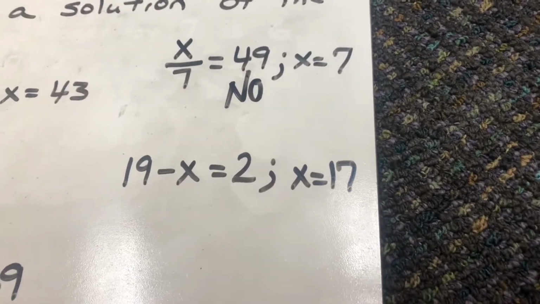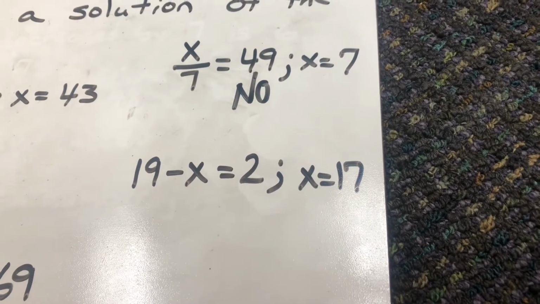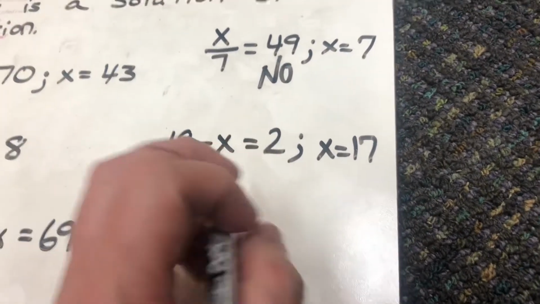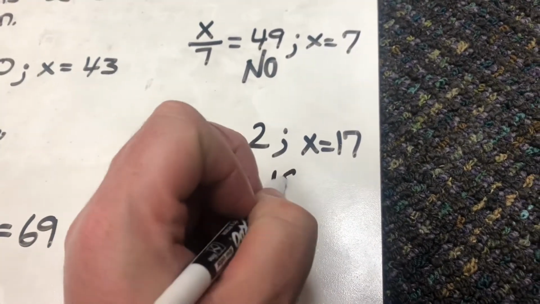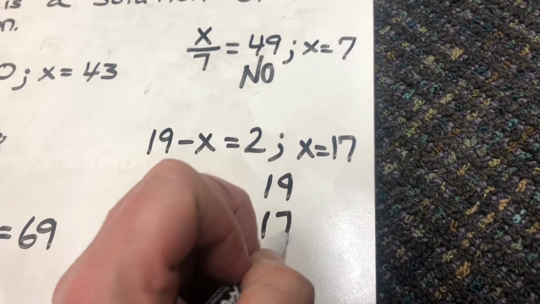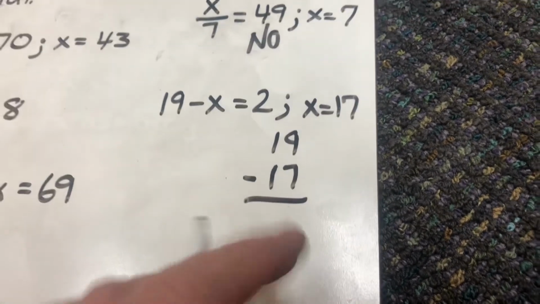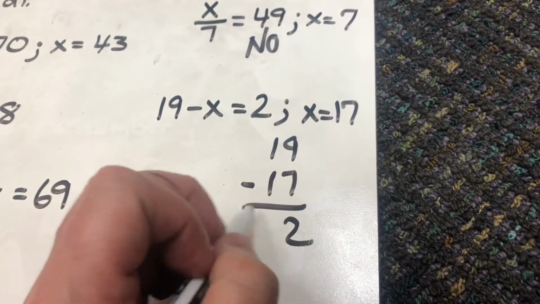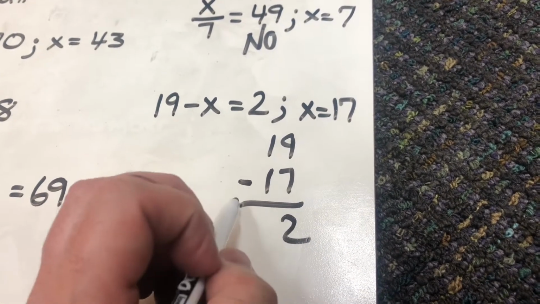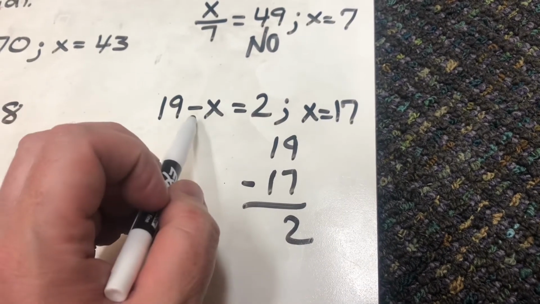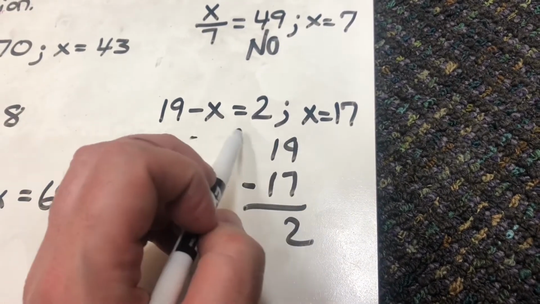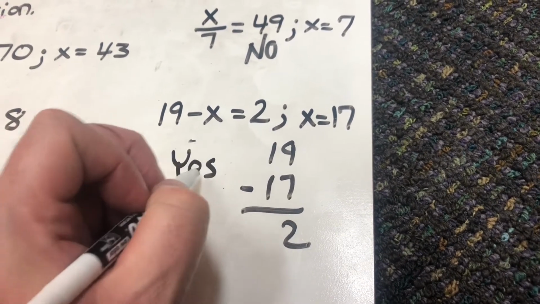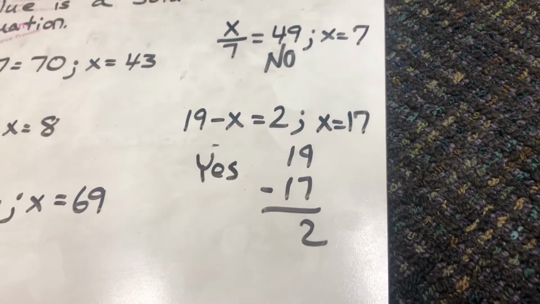Last one in this section, 19 minus x equals 2, and it says x equals 17. So I'm going to plug in here 19 minus 17. Well, 19 minus 17, 9 minus 7 is 2. 1 minus 1 is nothing. So I get 2. Sure enough, 19 minus 17, if x equals 17, equals 2. This one is a yes. All right, moving right along.